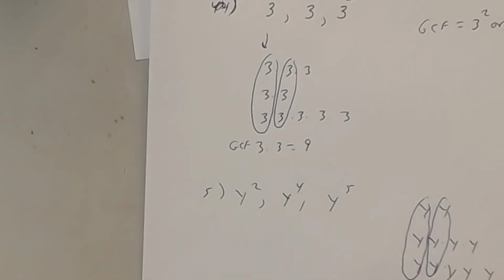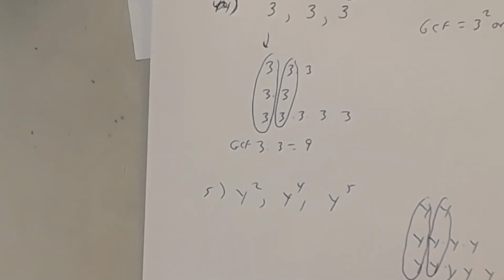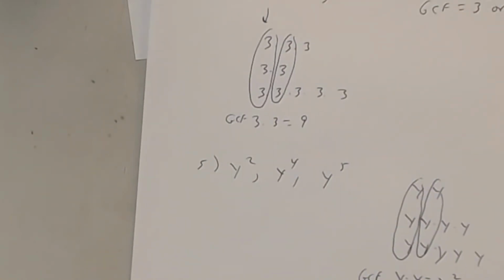So how many factors of y are grouped? 2. So y times y is y squared. So that's your GCF. All right. So from this, the takeaway is that when you have it written as exponents, then the GCF is going to be the one that has the smallest exponent. Smallest exponent.